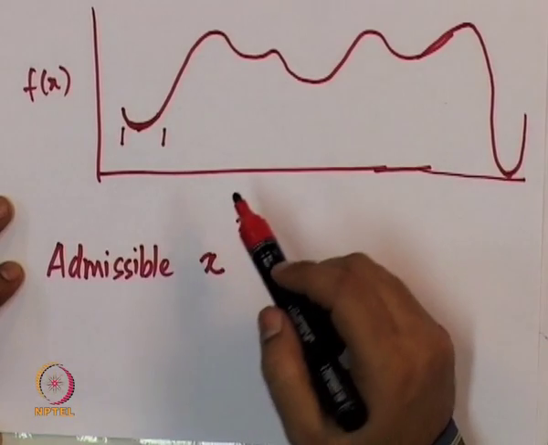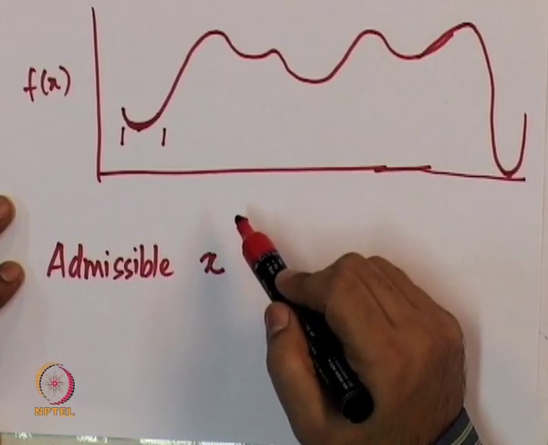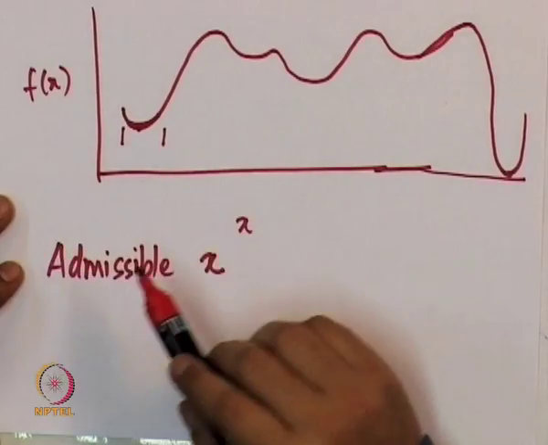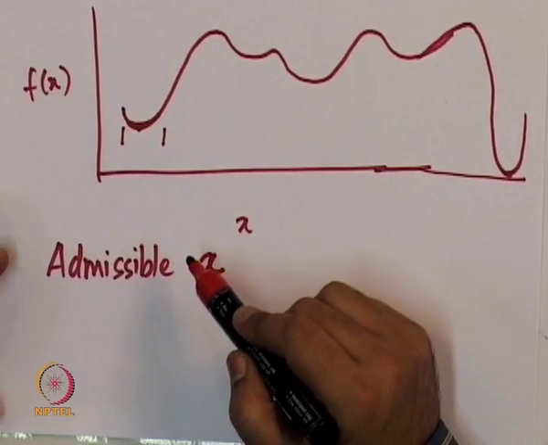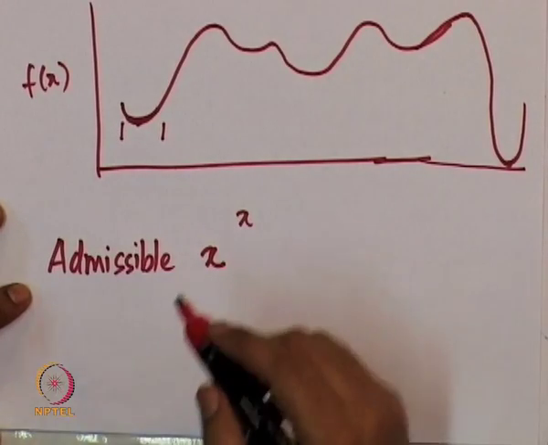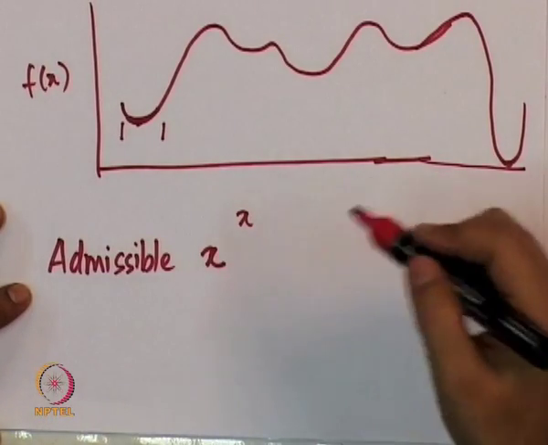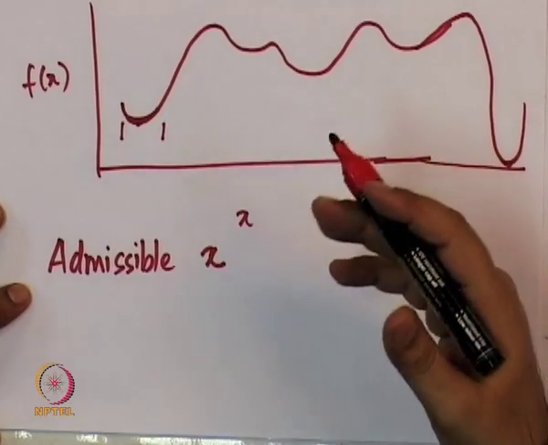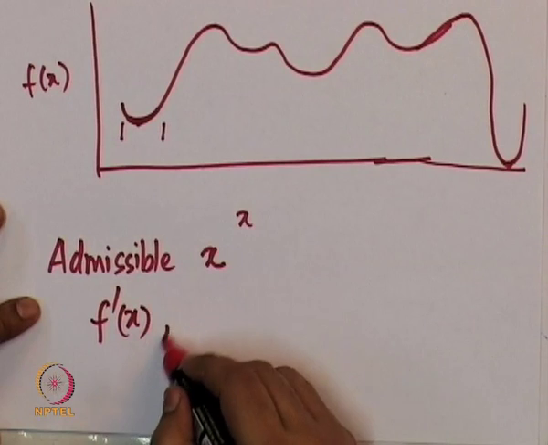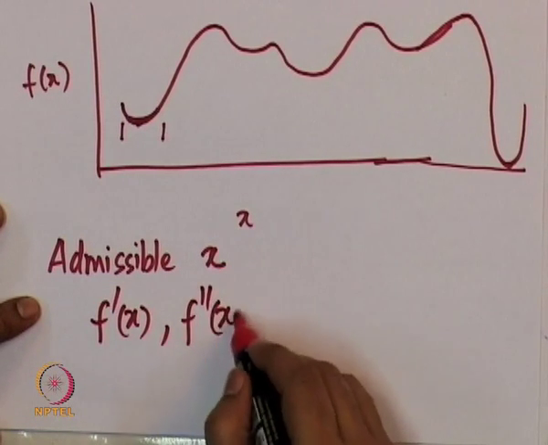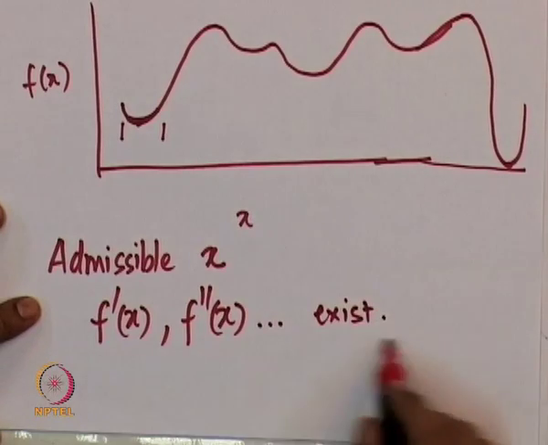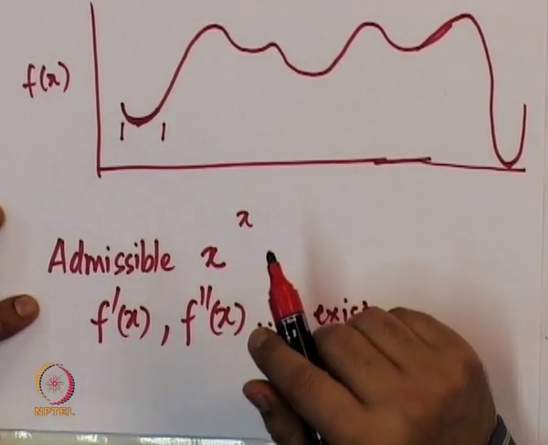So what is a function? There is an independent variable x, and for every value of that x you have f of x. We have also assumed that we defined the Taylor series expansion, which consisted of f prime of x and f double prime of x, which means that these derivatives exist, right? So f prime of x, f double prime of x, etc. exist. If those derivatives do not exist, you can't write that Taylor series expansion.